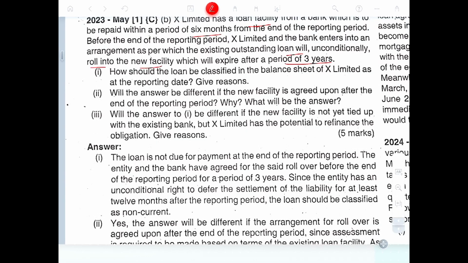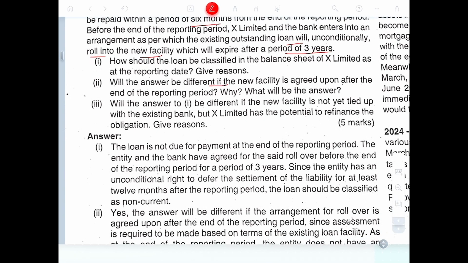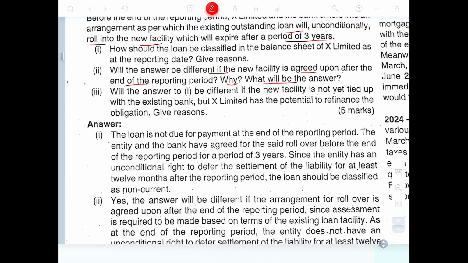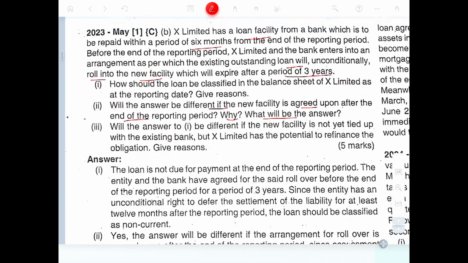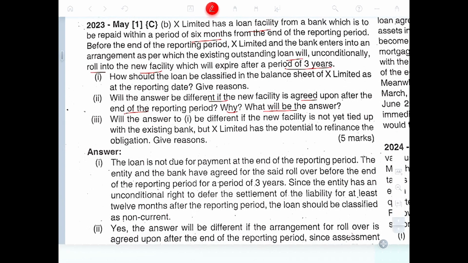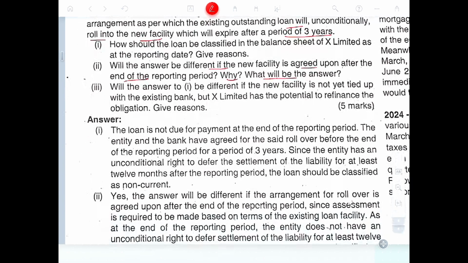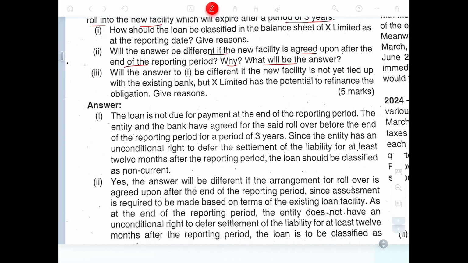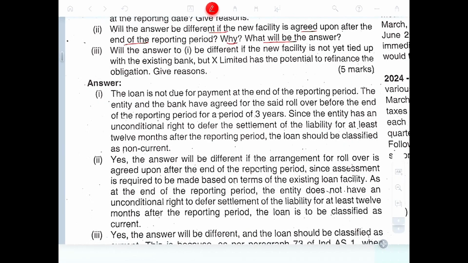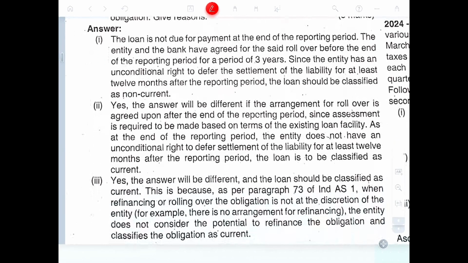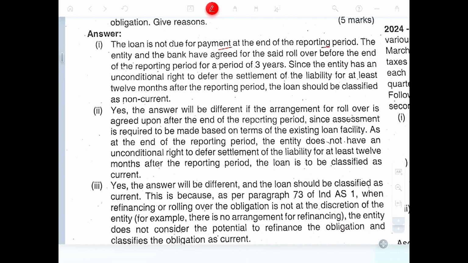Current liability. Will the answer be different if the new facility is agreed upon after the end of the reporting period? Why, and what would be the answer? The new facility is agreed upon, the new facility will expire. And what would the answer be? The new facility is not yet tied up with the existing bank. Potential to redefine the obligation. Answer: the loan is not due for payment at the current reporting period.